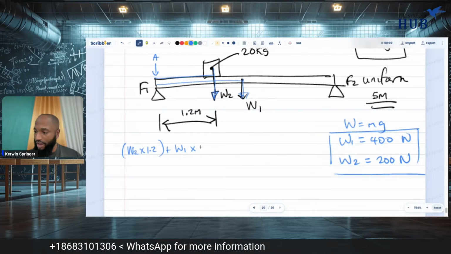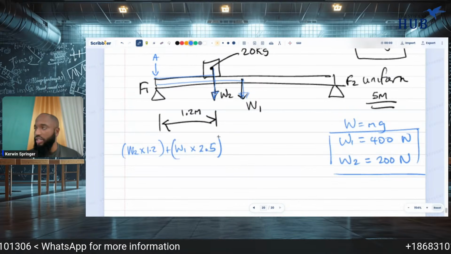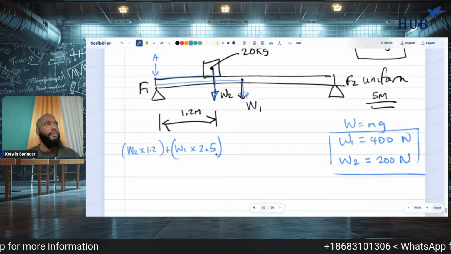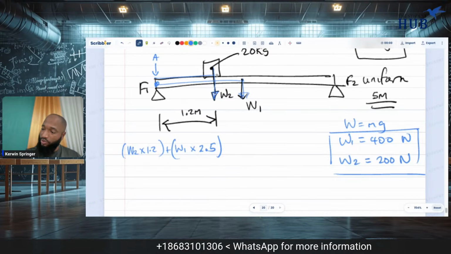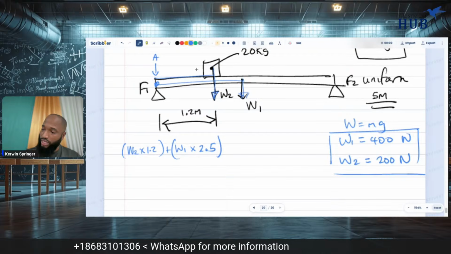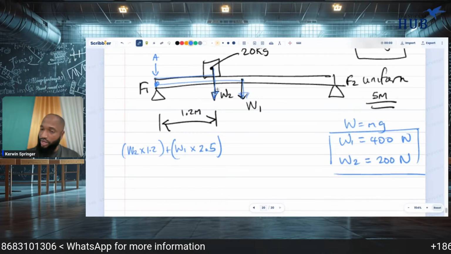W1 times 2.5. Ask questions if you don't understand. Everybody understand this? This is the clockwise moments I'm doing. So these are about point A. These will be making clockwise moments: W2 times this distance, which is 1.2, and W1 times 2.5.